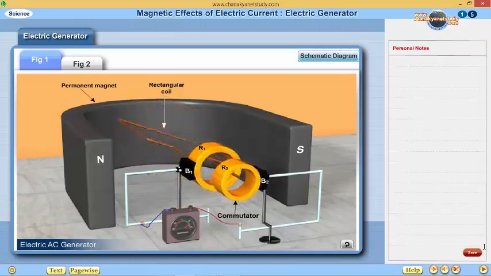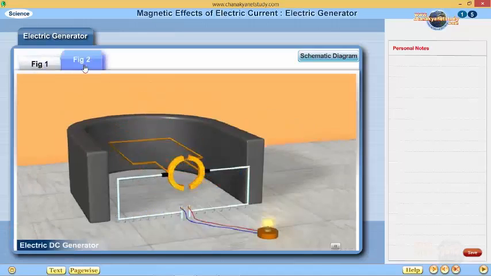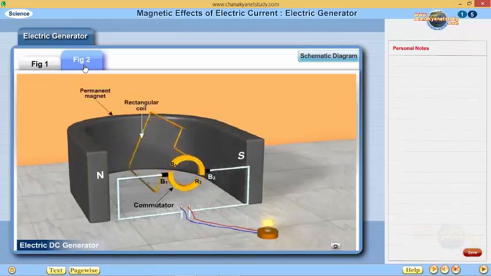Types of electric generators: AC generator, DC generator. A generator which converts mechanical energy into electric energy in the form of alternating current or AC is called an AC generator. Direct current or DC is called a DC generator.